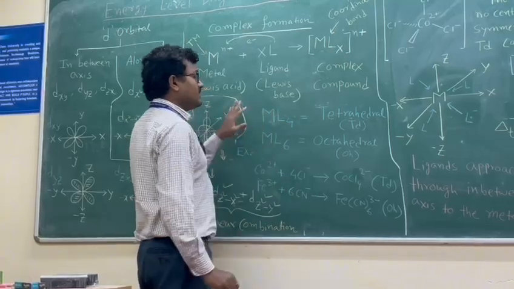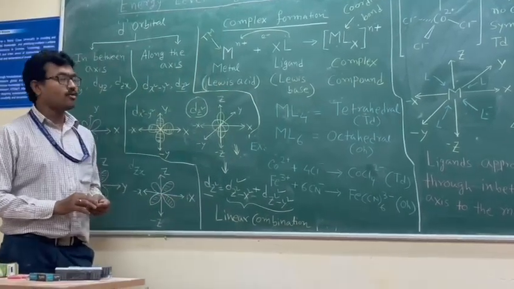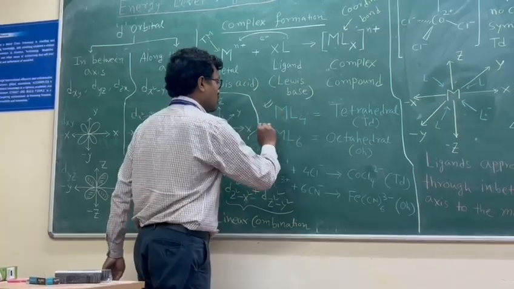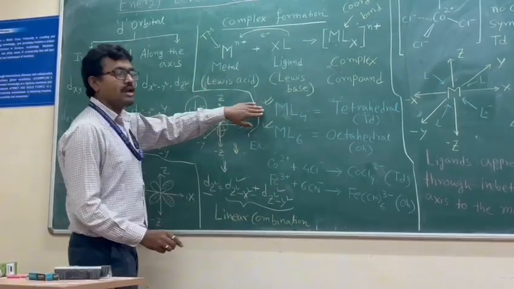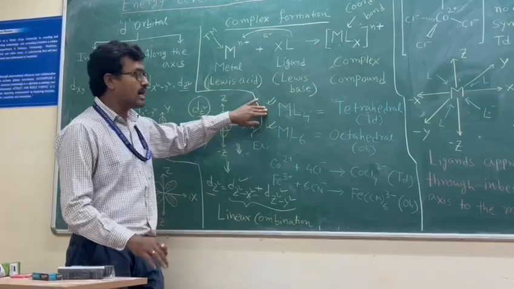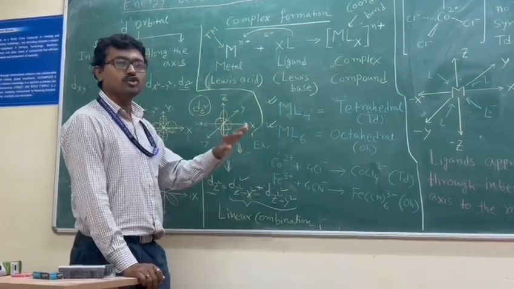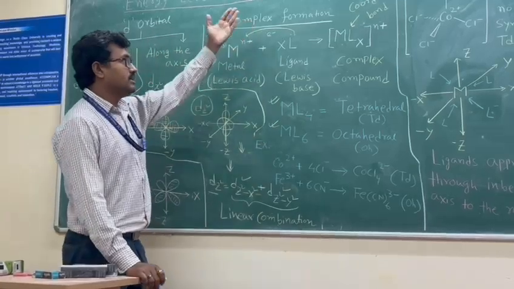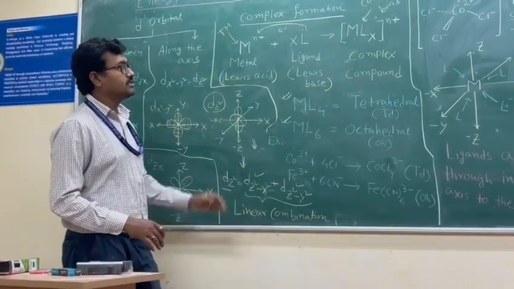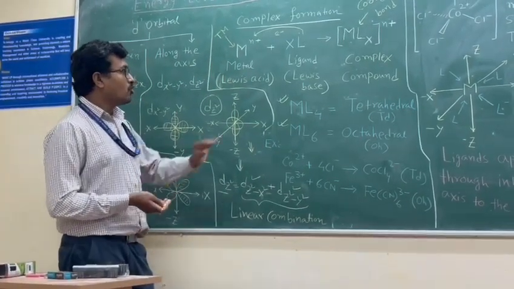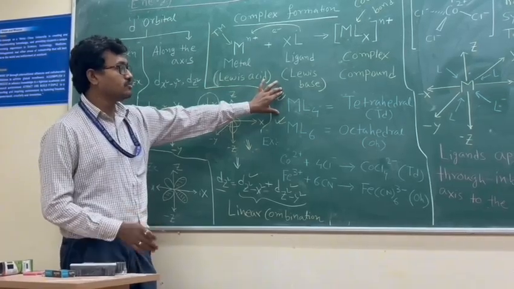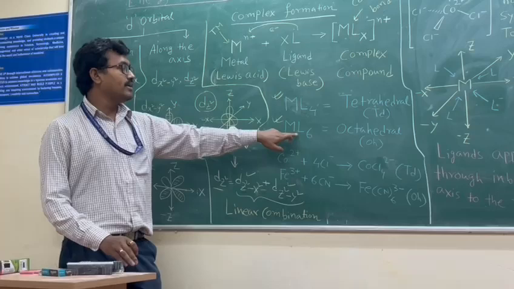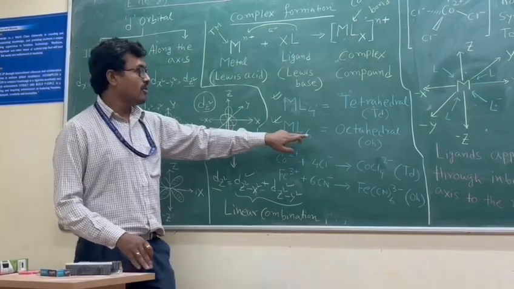Now in our syllabus we have two types of complex. One is the tetrahedral complex, another one is the octahedral complex. When there are four ligands, ML4, it can be of two types: tetrahedral or square planar, but we will talk about the tetrahedral complex because our discussion in this part is octahedral and tetrahedral complex. So when four ligands are attached to the metal, it will form a tetrahedral complex. When six ligands are attached to the metal, it will form an octahedral complex.